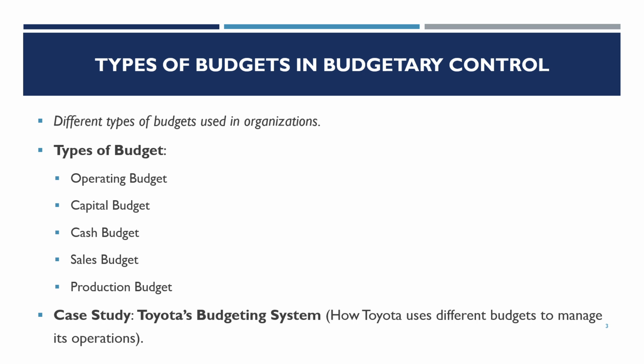So coming to the main point here, the types of budgets in budgetary control. There are different types of budgets used in an organization. I have listed them over here: the operating budget, second is capital budget, third cash budget, sales budget, and the production budget. So we will see one by one these types of budgets with different case studies, like Toyota's budgeting system. I have taken different case studies for each type of budget.